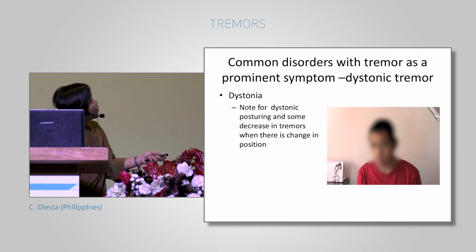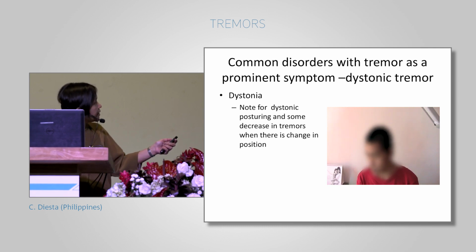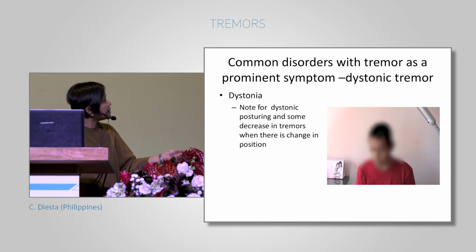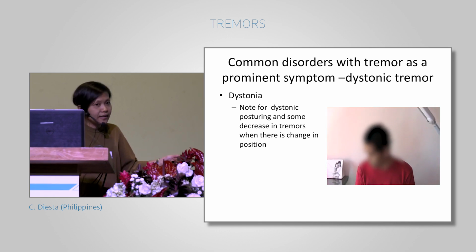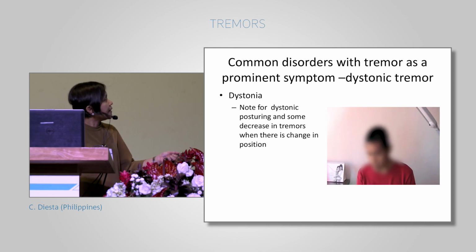Okay, so one of the tremors that is commonly seen as well is that of the dystonic tremor. Notice here that this patient actually has a posturing of the neck, rotated slightly to the right. So this is the beginning of XDP. This patient has X-linked dystonia Parkinsonism. This was one of his first manifestations.